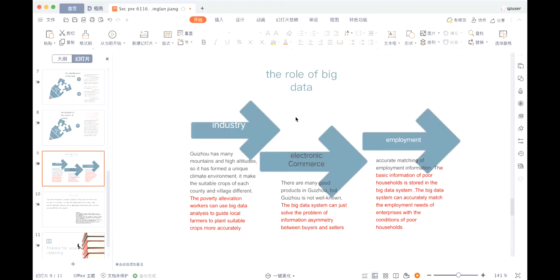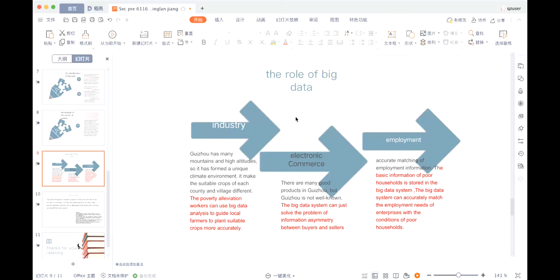From industry, Guizhou province has many mountains and higher altitude, so it has formed a unique climate environment. The poverty alleviation works can use big data analysis to guide local farmers to plant suitable crops more accurately. From electronic commerce, there are many good products in Guizhou, but Guizhou is not well known. The big data system can solve this problem of information asymmetry between buyer and seller.